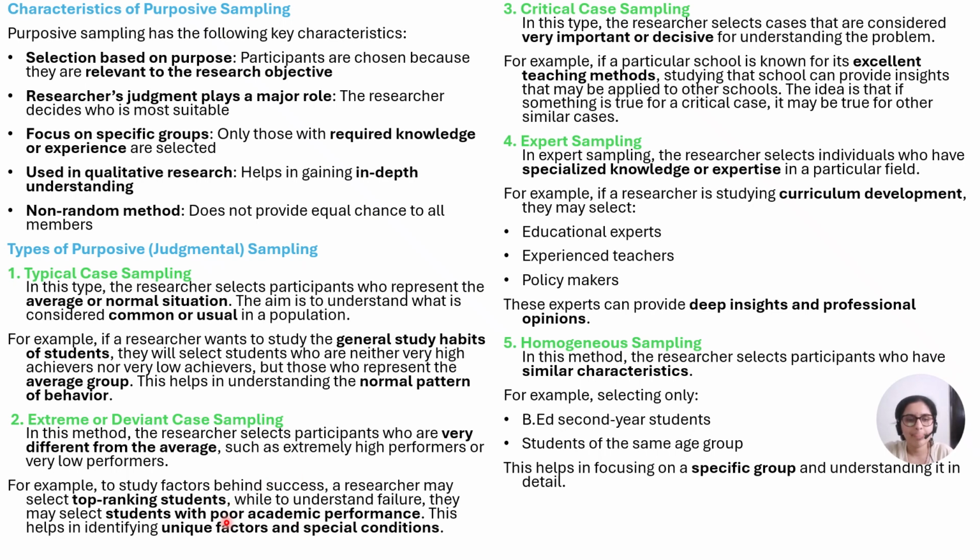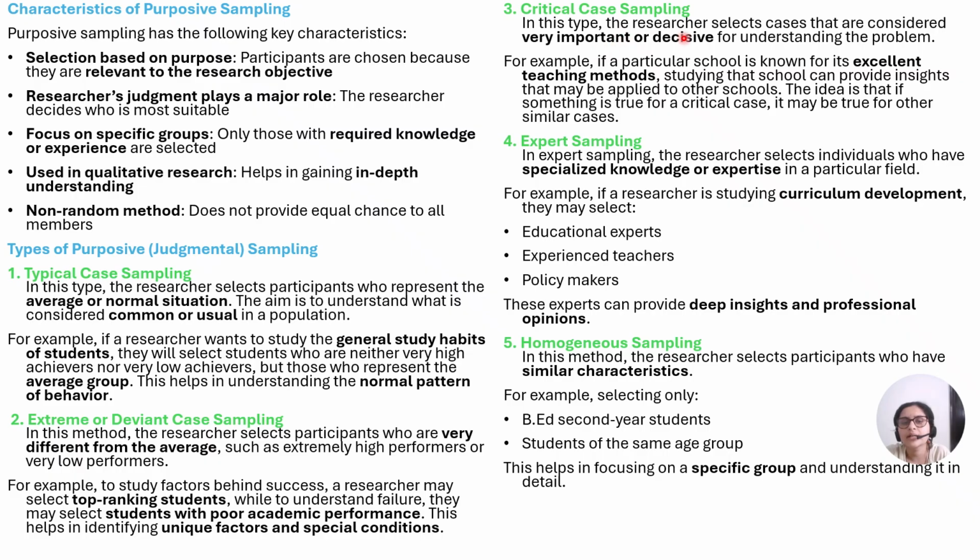Okay. For example, to study factors behind success, the researcher will select top ranking students, like what are the factors, what are the causes for success. He will select top ranking students, while to understand failure, he will select students who are extremely poor in academic performance. Okay, so both of them are extreme cases.